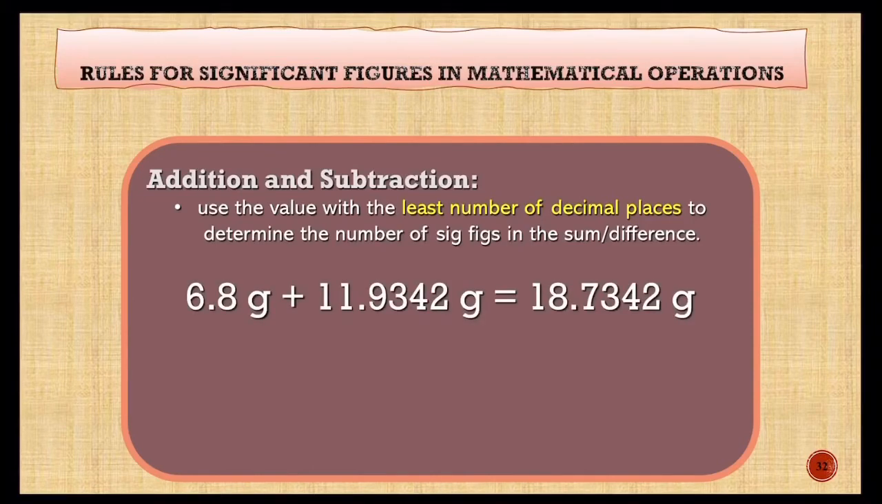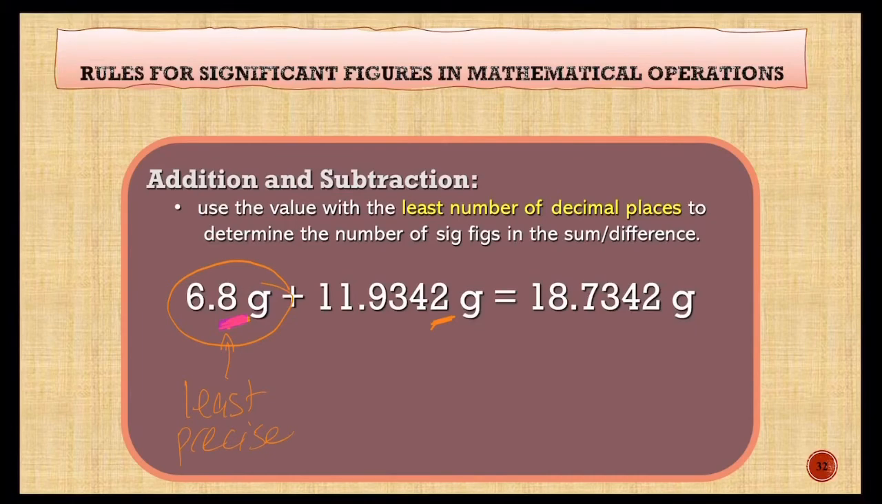6.8 plus 11.9342 grams. 6.8 stops at the tenths place. 11.9342 stops at the 10,000ths place. The tenths place is the least precise value. This is the least precise value present. So if these are measurements, and they are because you can see the grams label on both of them, your final answer can only be as precise as your least precise value.